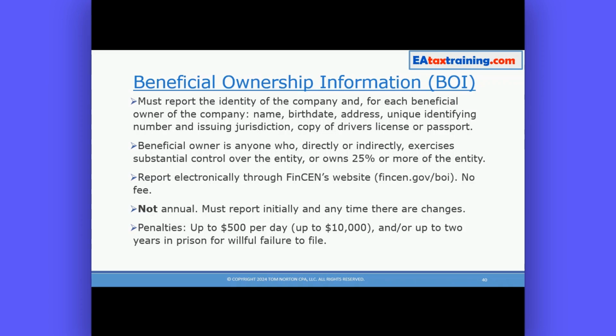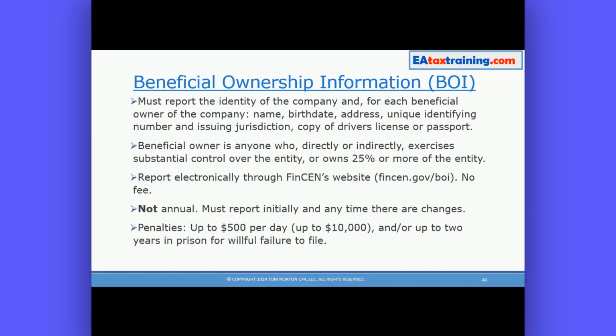Don't fall for it. Just go directly to the fincen.gov website and file this. And it is not an annual report. This is a thing you do one time, and then you don't have to do it again unless there are changes. So if you have different ownership or a change in address or something like that, you do have to do it again. But there's no regular updating that has to be done, such as annually.